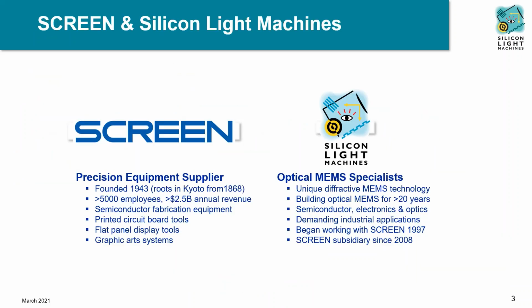Silicon Light Machines is a wholly owned subsidiary of Screen Holdings, who utilize our technology for their state-of-the-art precision equipment in the silicon processing and graphic arts industries. Silicon Light Machines also supplies optical modulators and solutions to numerous customers for many different applications, and we are always happy to work with new partners.